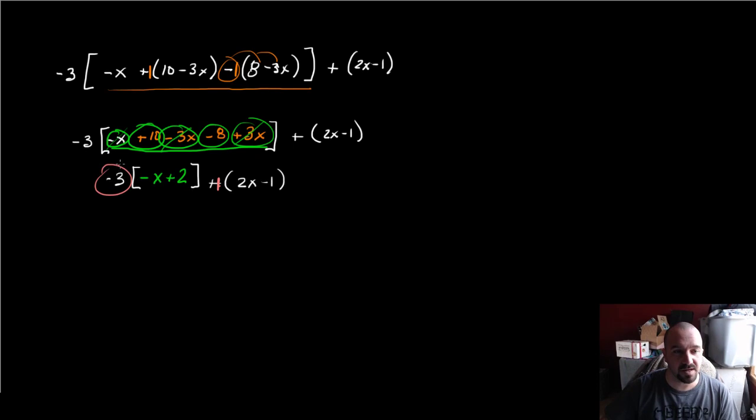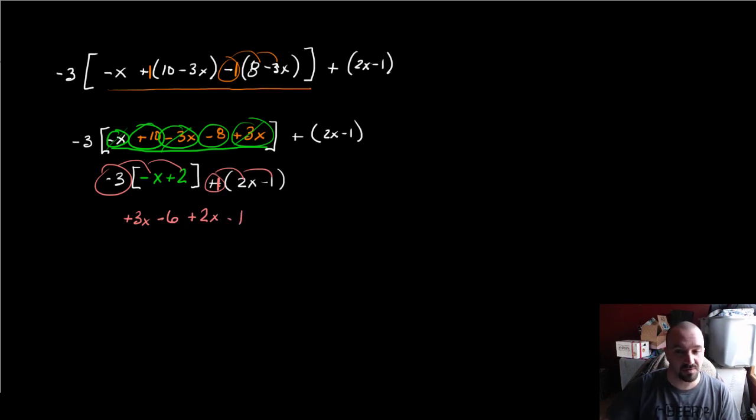So negative 3 times, and so I'm going to distribute throughout. Negative 3 times negative 1 is a positive 3x. Negative 3 times a positive 2 is a negative 6. Positive 1 times 2x is positive 2x. Positive 1 times negative 1 is a negative 1.